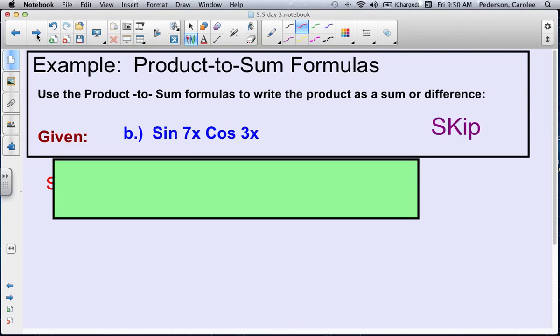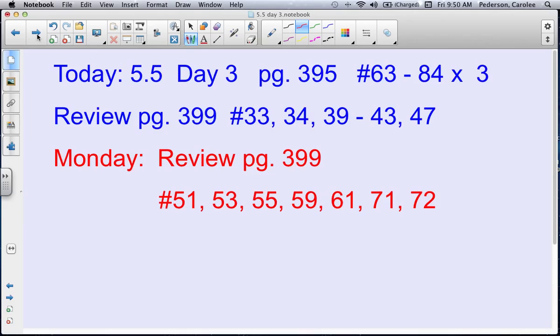And last hour I chose to skip it because they kind of were really getting it. Do you agree? You want to skip? Okay. So, in the blue is what you're going to do today. In the red is what you're going to do on Monday. And that'll prepare you for Tuesday's test.